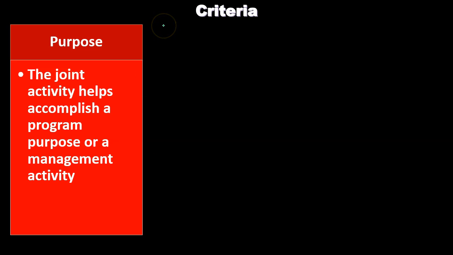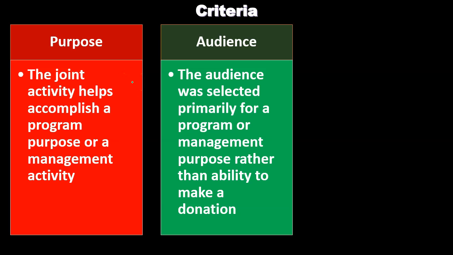Here are the criteria. First, purpose. The criteria of purpose is one of the criteria that would need to be met in order for us to say that we don't just have fundraising but are allocating also to program and/or general and administrative. The purpose: the joint activity helps accomplish a program purpose or a management activity. So whatever we're looking at, the joint activity has to have something that will help accomplish the program purpose. Basically, that's going to be one of the objectives of the not-for-profit organization, or a management activity. In terms of audience, the audience was selected primarily for a program or management purpose rather than ability to make a donation.